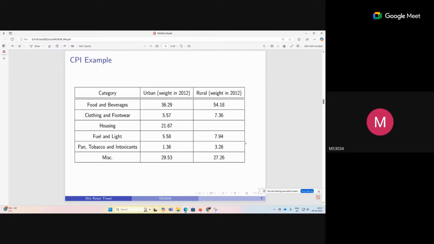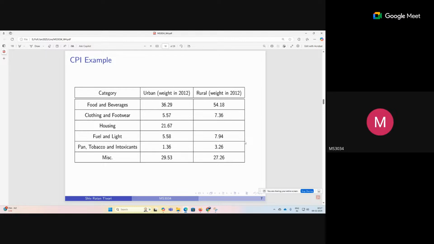Okay. So now let's take an example of how we calculate CPI first, and how we calculate inflation based on that. In India, I have taken this from our slides only. To calculate CPI or any price index, there is a certain base year which the authorities fix. For example, in India, for CPI calculation, 2012 is fixed as the base year.